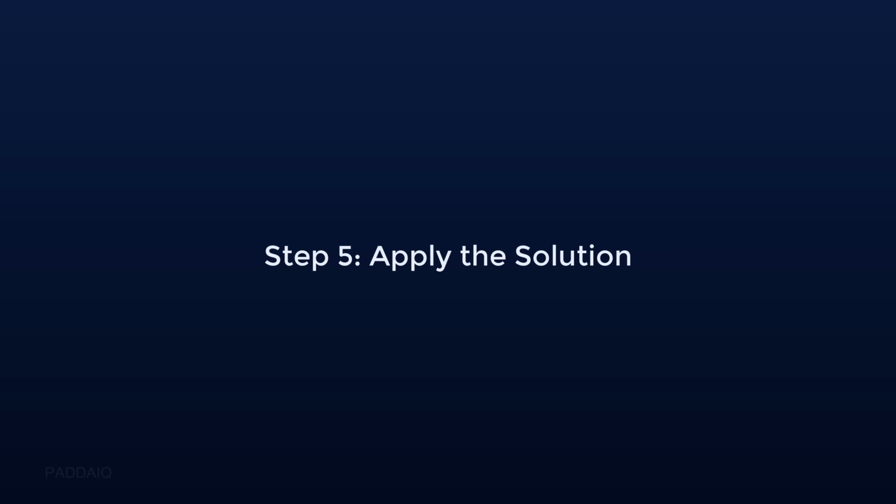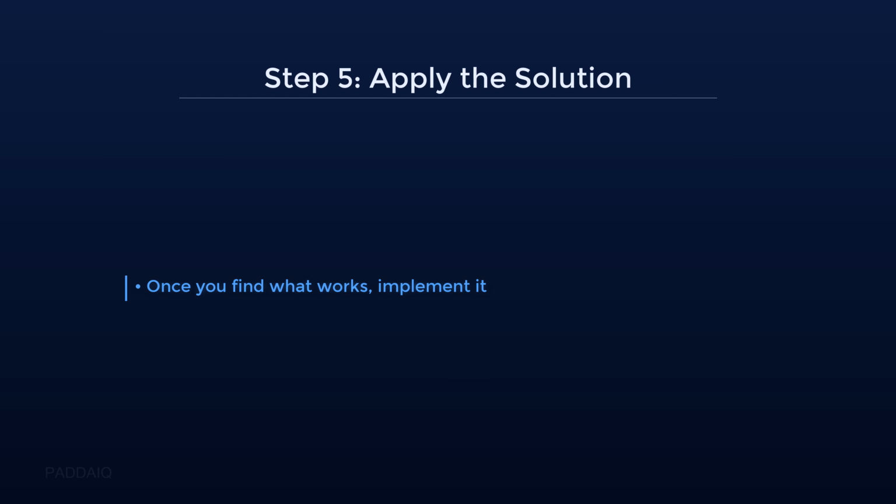Step 5. Apply the solution. Once you find what works, implement it. This means moving your successful prototype into a live production environment. For example, after testing a new mobile app for field technicians that reduces reporting time, you would deploy it for all technicians to use daily. This final step turns your proven concept into a real-world business solution.